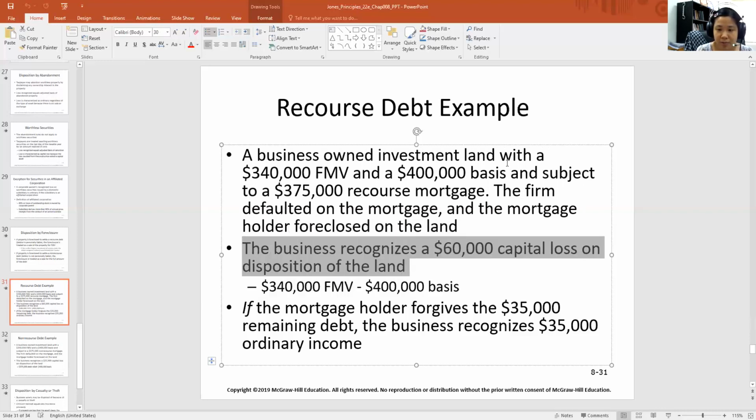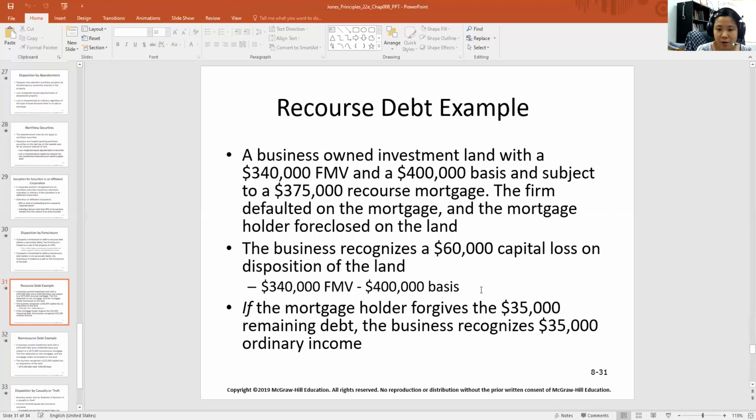Because this is investment land, it would be a capital loss, because this investment land is a capital asset. Now, if this land is used for business, then this 60,000 loss will be a section 1231 loss. If this land is used as inventory, for example, this business is a real estate business, then this 60,000 will be an ordinary loss.